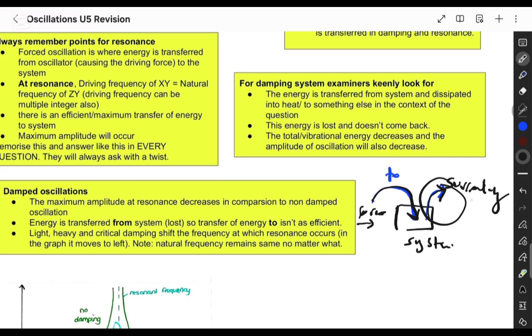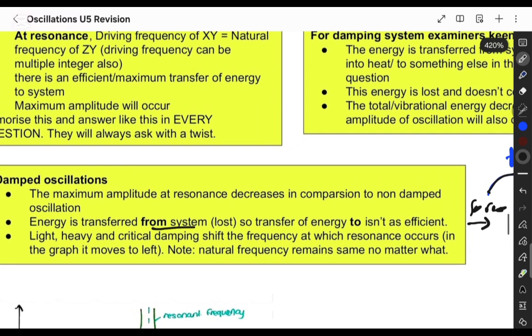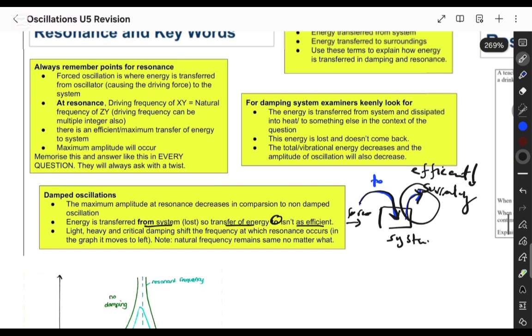And that means the system isn't efficient. The efficiency goes down. That's the main point I'm trying to say here. Energy is transferred from the system, which means energy is lost. So transfer of energy to the system isn't as efficient. So the system gets the energy, but it loses a lot of it, so the efficiency goes down. So that's an extremely important point.